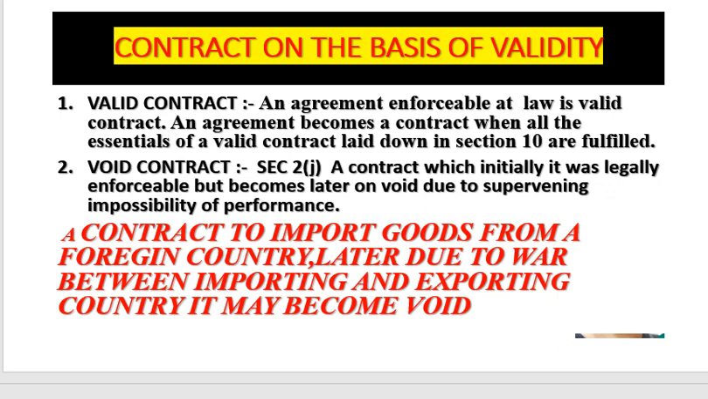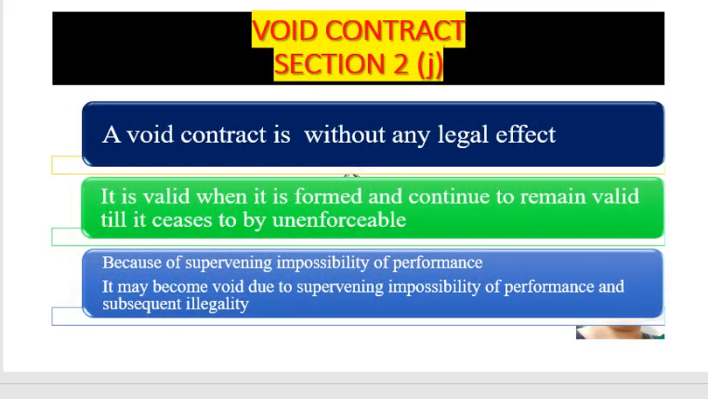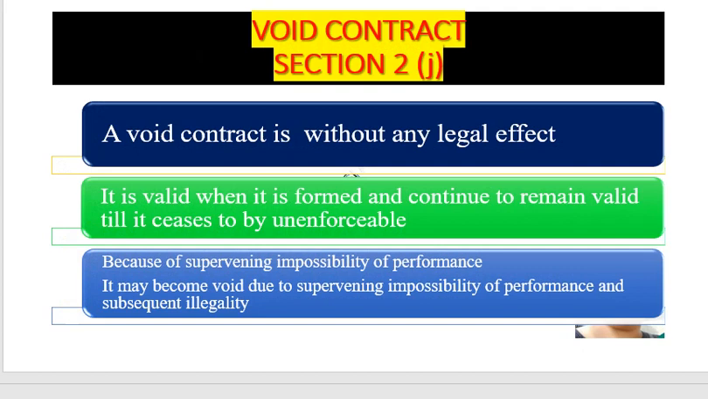So a void contract becomes null and void later on and does not have any legal effect. A void contract is without any legal effect. Legal effect means we cannot go to the court for enforceability. It is valid when it is formed and continues to remain valid till it ceases to be enforceable. There may be some supervening impossibility, or some change in law. Because of supervening impossibility of performance, or maybe due to a change in law, it becomes subsequently illegal.